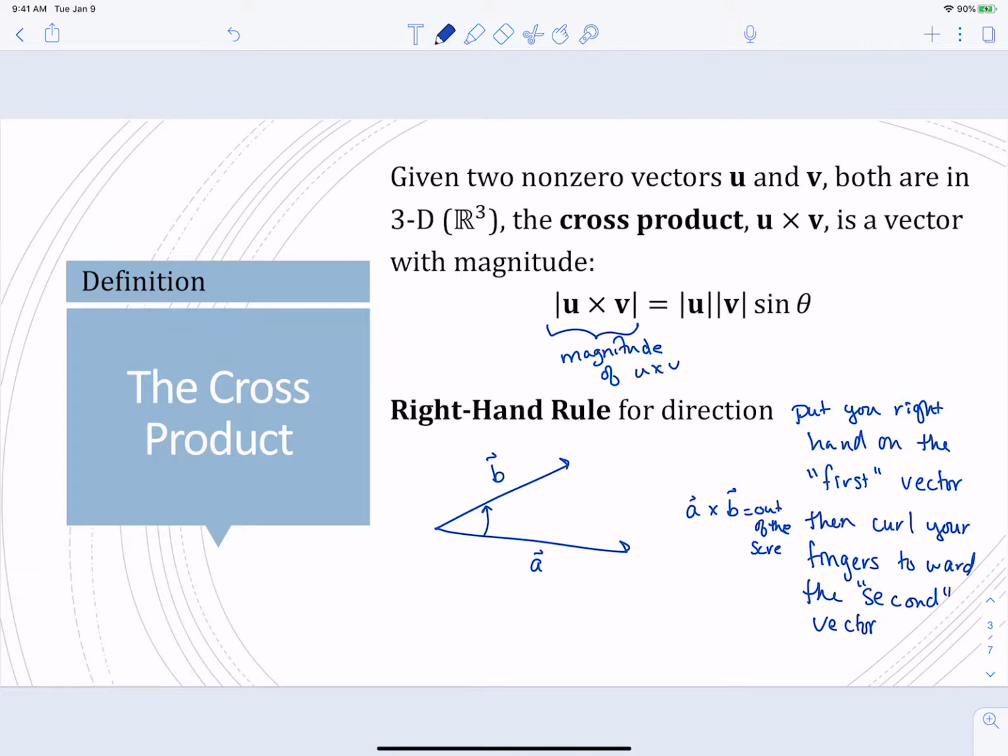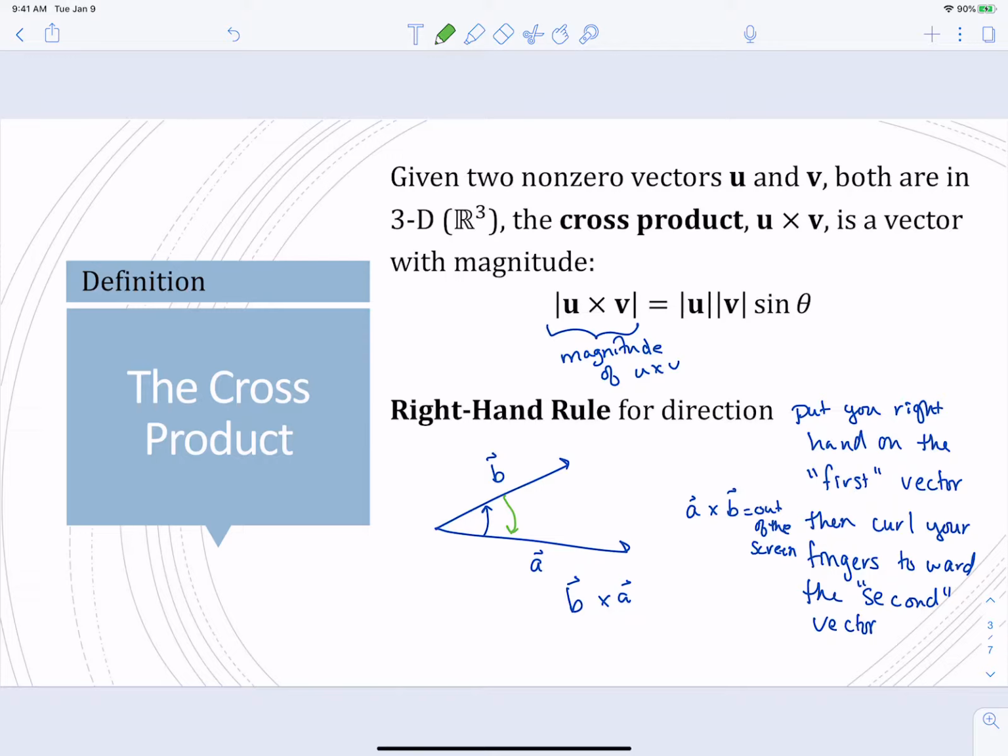If we flip it around and do B cross A, so going the other way, and I put my right hand on B just as it's sitting right now, I'd have to curl my hand the long way around to get to A. We always go the short way around to get to the other vector, the angle that's less than 180.